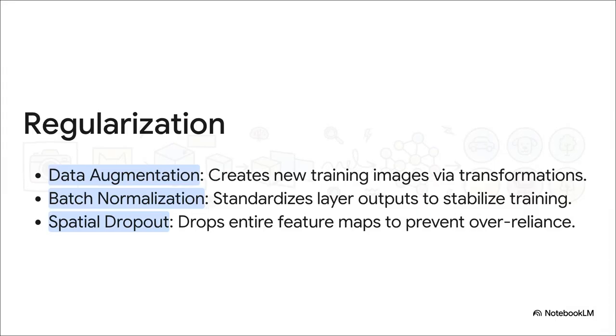And finally, to make sure our model doesn't just memorize the training data, which is a huge problem called overfitting, we use regularization. We can use data augmentation to basically create fake training data by rotating, flipping, and zooming our images. We use something called batch normalization to keep the flow of data between layers clean and stable, which speeds up training. And with tools like spatial dropout, we randomly just turn off entire feature maps, which forces the network to learn multiple ways to find an object, making it way more robust in the real world.